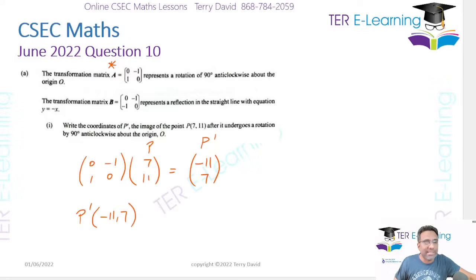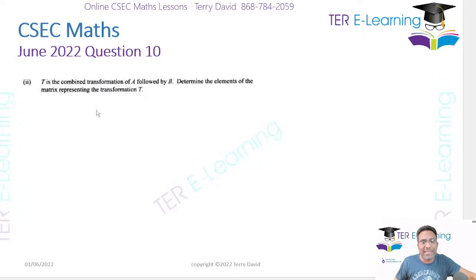Right? So that's the answer for part 1. For part 2, they said T is a combined transformation of A followed by B. I told you guys in class, we have to be able to do something like this. So the first thing we need to work out is what is the transformation T. So you're going to have to take B and you're going to have to multiply it by A, right? When you see A followed by B, it means that you have to write B first.